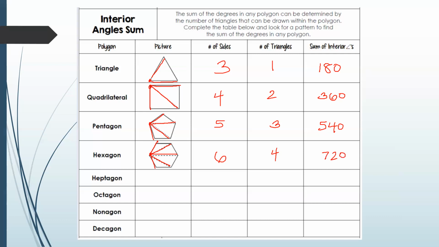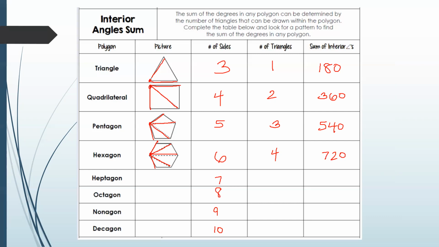Let's see if you can fill in the heptagon, octagon, nonagon, and decagon. A heptagon has 7 sides, an octagon has 8 sides, nonagon has 9, and a decagon has 10. You have to know the names of up to 10. After decagon, we'll just call it however many sides it has. So if it has like 11 sides, we would call it an 11-gon. Or if it had 42 sides, we'd call it a 42-gon.